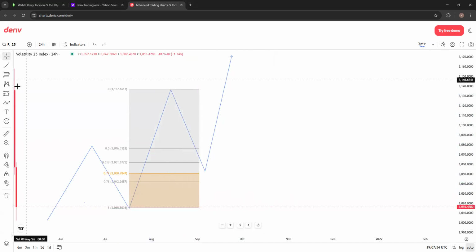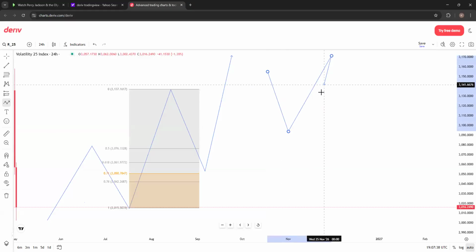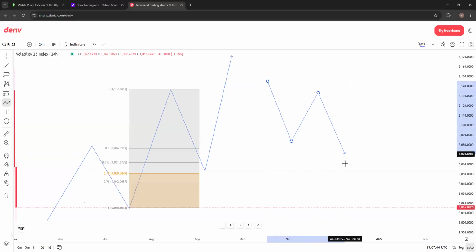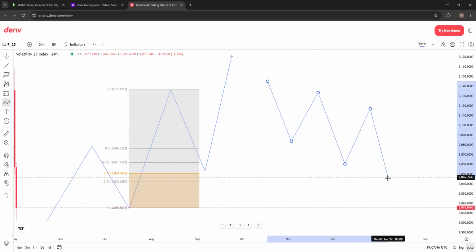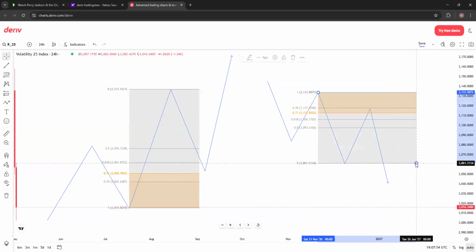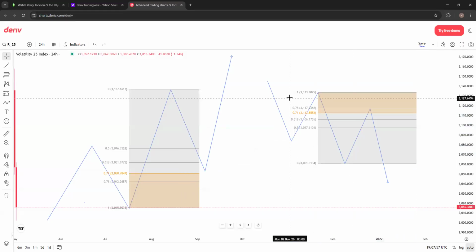And if we're in a downtrend and we are placing our fib, the only way we can place it, since we are in a downtrend, is from the high to the low, or from the top going to the bottom, right?